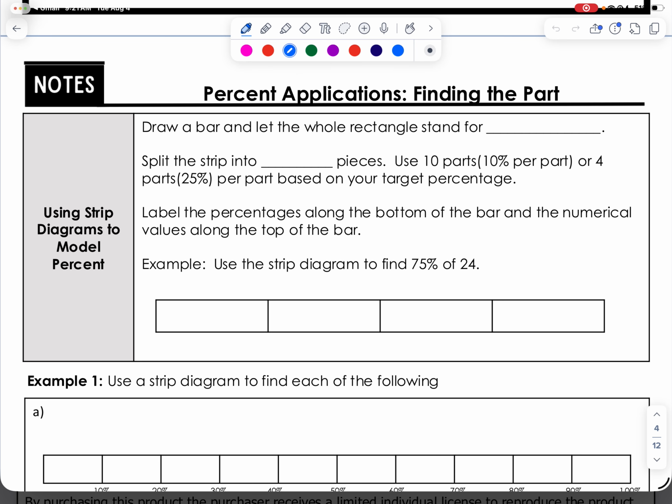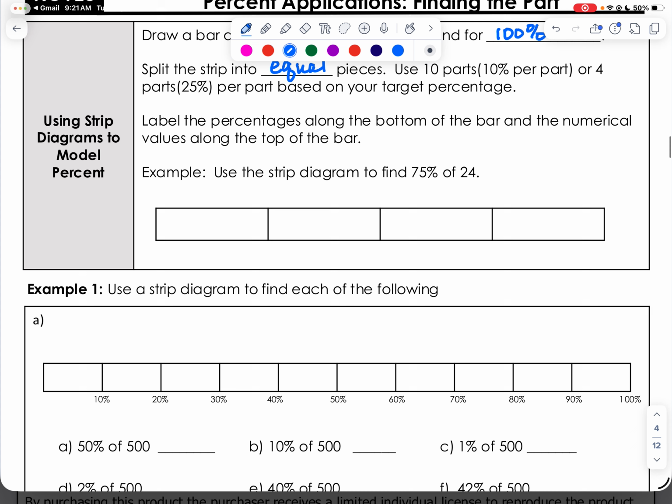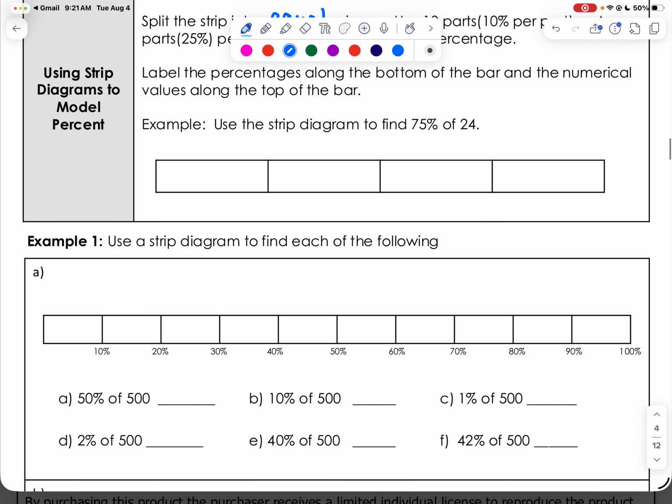So when we draw a strip diagram, we're going to draw a bar and let the whole rectangle stand for 100%. Then we'll split the strip into equal pieces. So if we split it into 10 equal pieces, then each part would represent 10%. If we split it into 4 pieces, then each part would equal 25%. So in our example here, it says use the strip diagram to find 75% of 24.